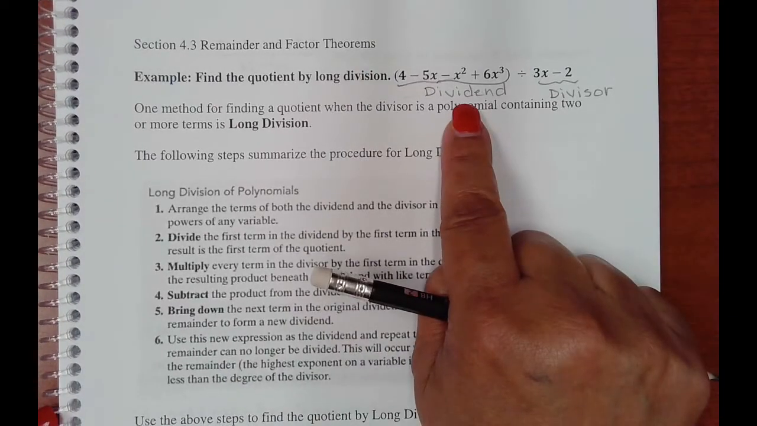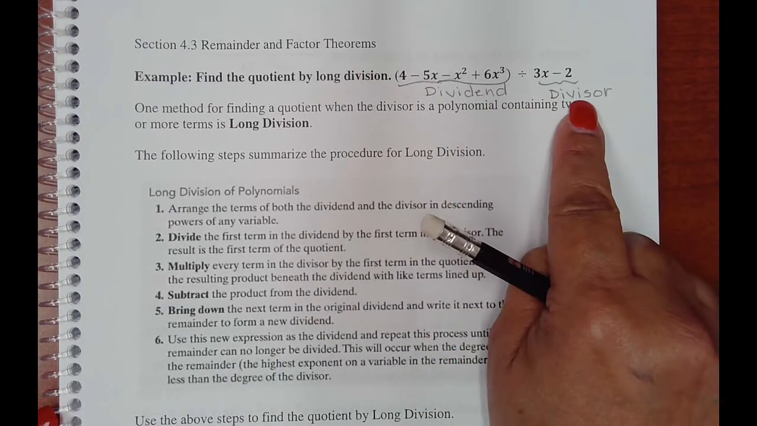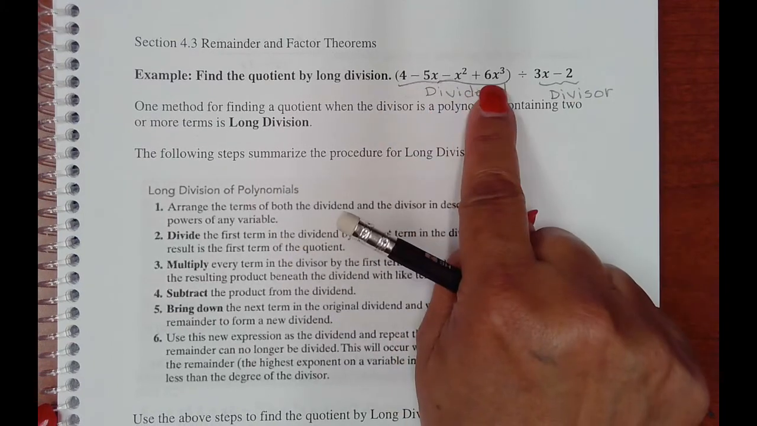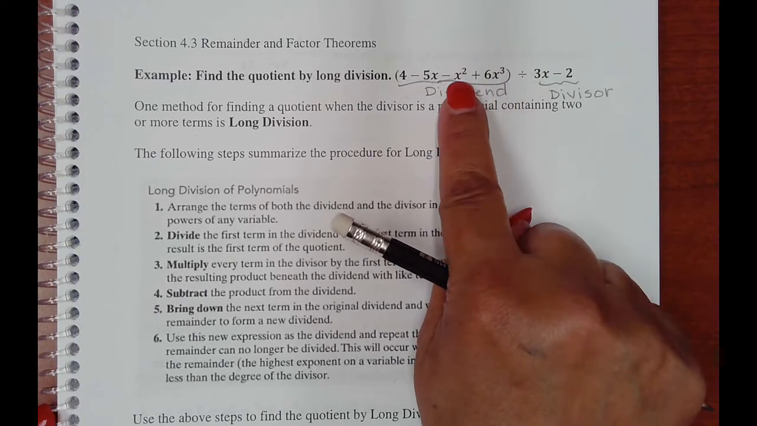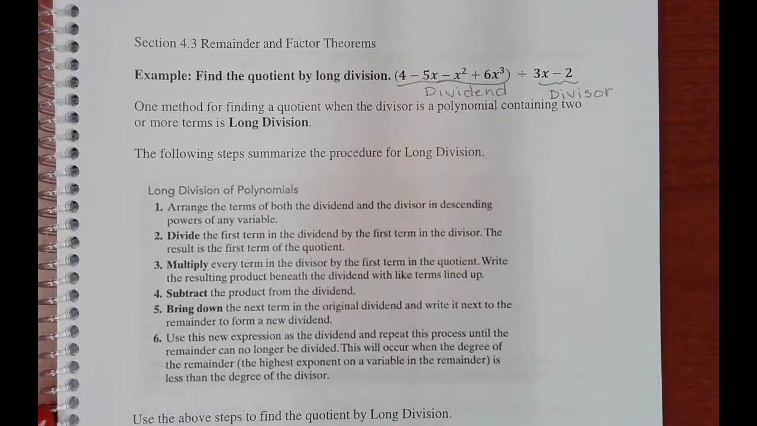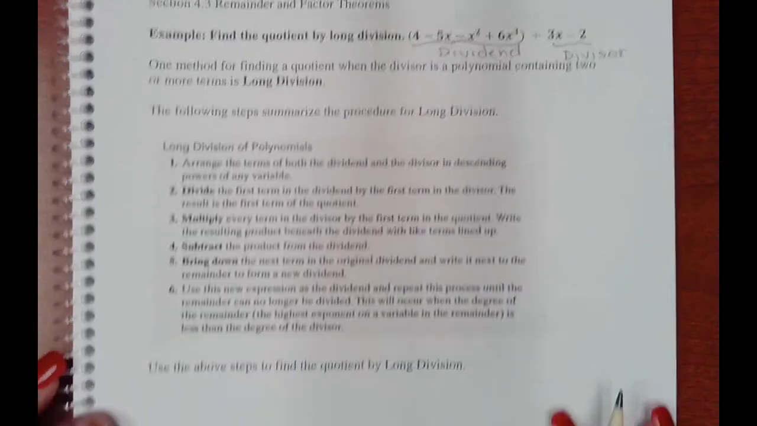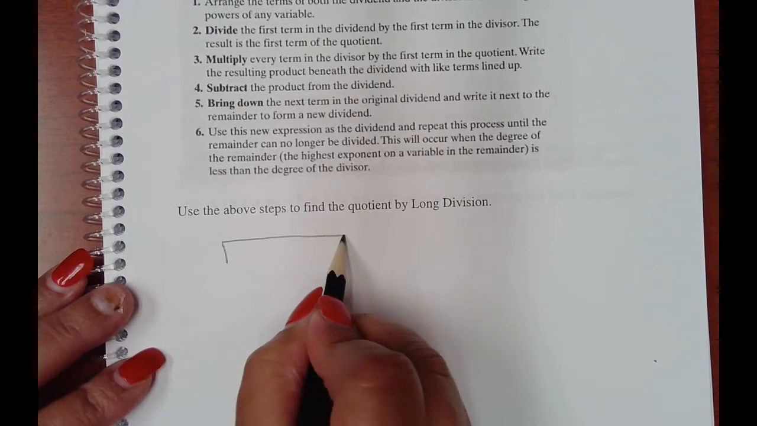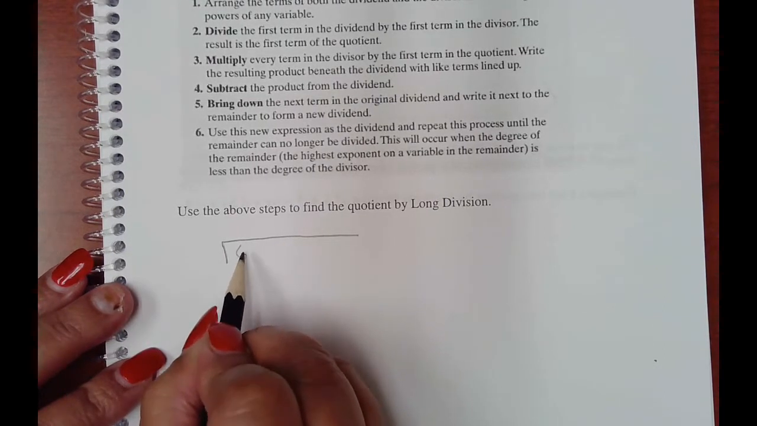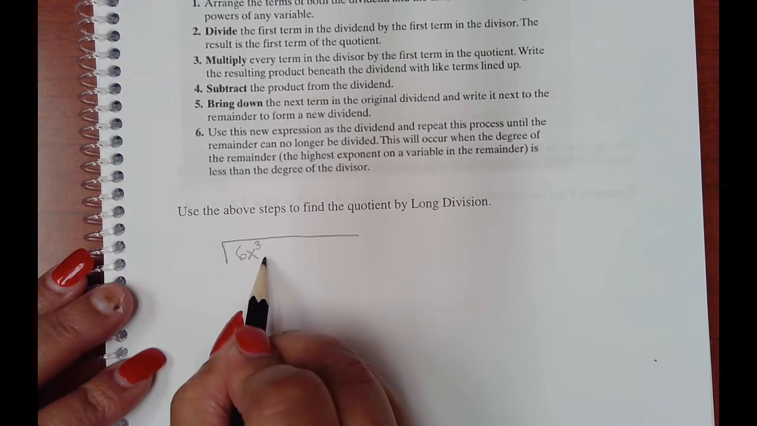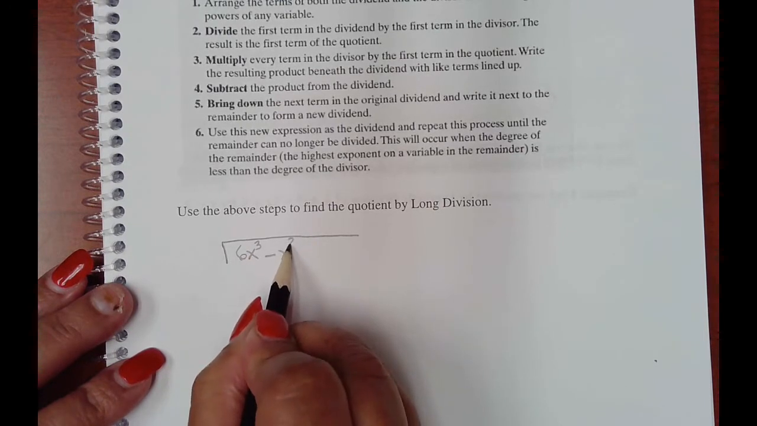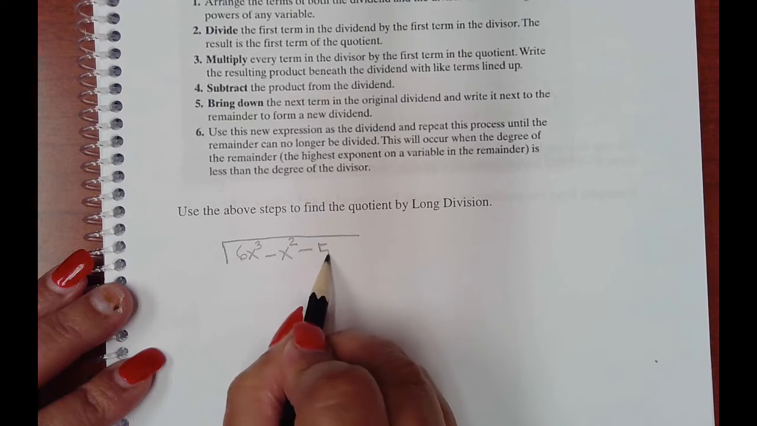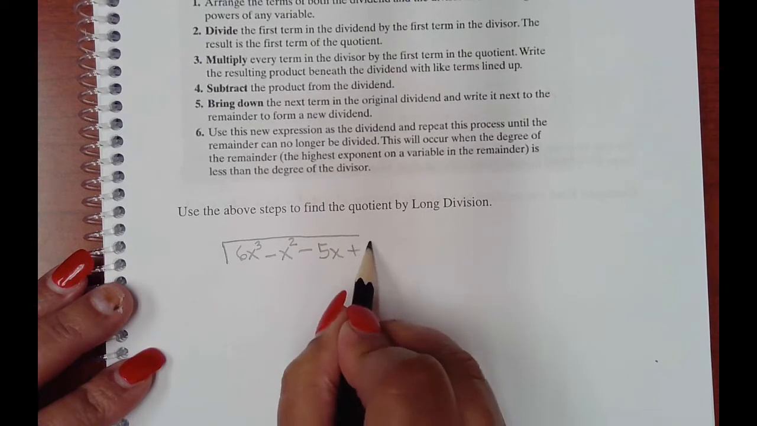First thing you're going to do is set up your dividend inside a division box, and the divisor will go outside. These terms underneath the division box need to be in descending order. So highest degree, then next highest, all the way down to the constant. So you do need to rearrange those. Here I am setting myself up for the division. I'm going to put the cubed term first, then the squared term, then the first degree term, then the constant.